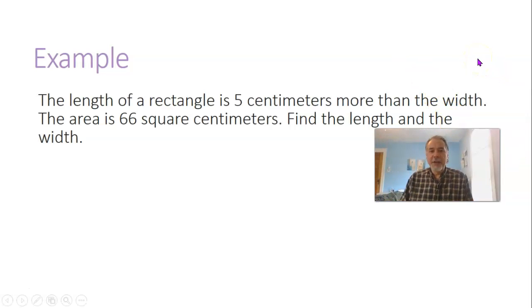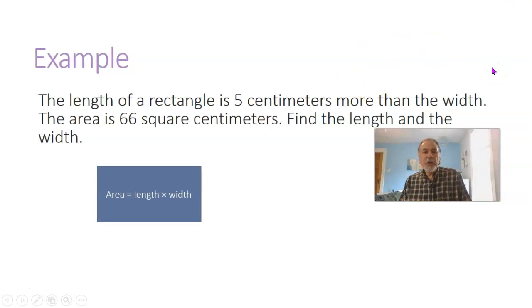The length of a rectangle is 5 centimeters more than the width. The area is 66 square centimeters. Find the length and the width. So first of all, notice what we're trying to find here is the length and the width of a rectangle. And we're talking about the area. So you have to know that for a rectangle, the area is just the length times the width. So we're looking for two numbers that when you multiply them together, you get the area, which is 66.